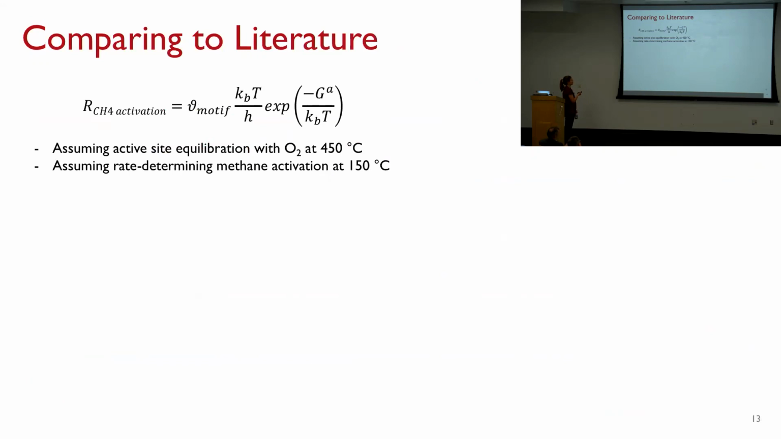We've assumed a couple of things in this model. The first is that you have active site equilibration with oxygen gas at 450 degrees Celsius, so a high temperature. And this will describe the theta motif term. And then the second assumption is that we have rate determining methane activation at a lower temperature, 150 degrees C. And this is really just to mimic the experimental methods for zeolite chemistry to better compare our results.